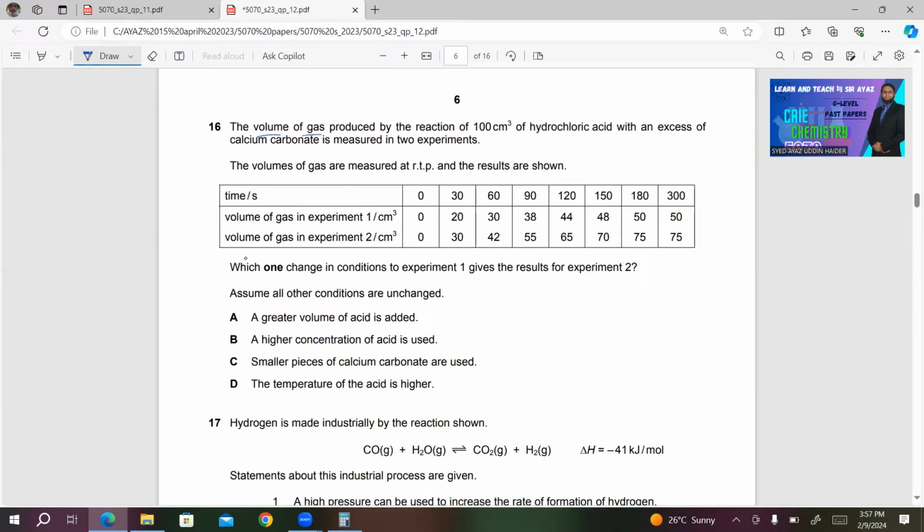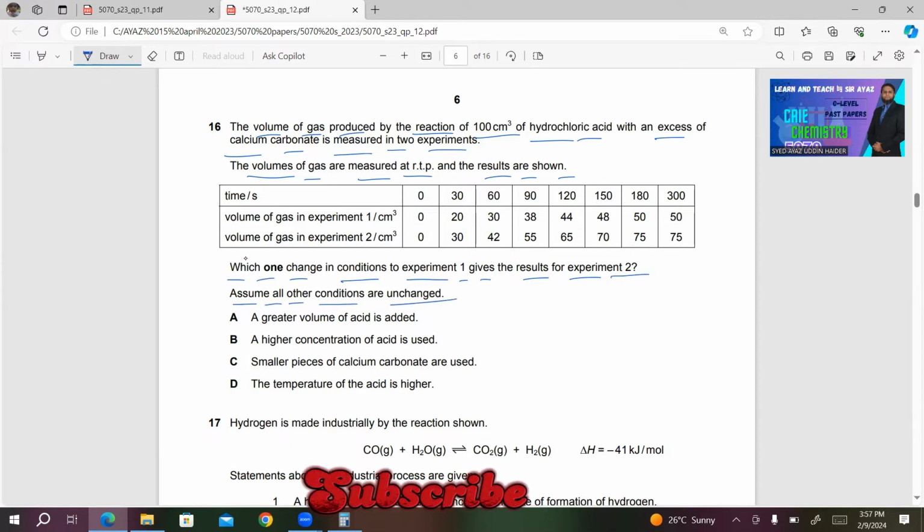16. The volume of gas produced by the reaction of 100 cm³ of hydrochloric acid with an excess of calcium carbonate is measured in two experiments. The volumes of gas are measured at RTP and the results are shown. These are two experiments, experiment 1 and experiment 2. You see the difference: in experiment 2, the amount of gas produced is higher. Which one change in conditions to experiment 1 gives the results for experiment 2? Assume all other conditions are unchanged.